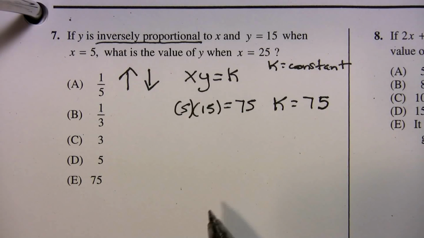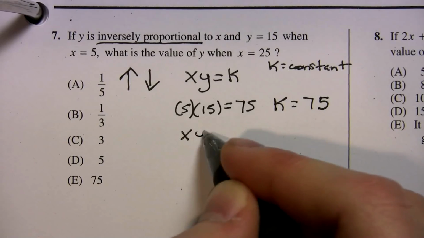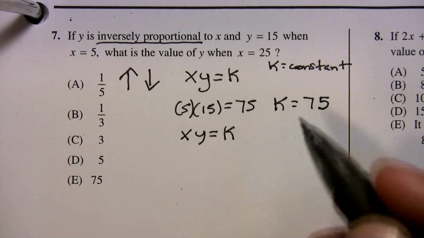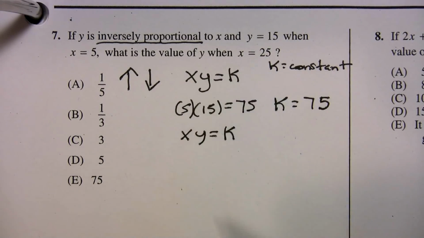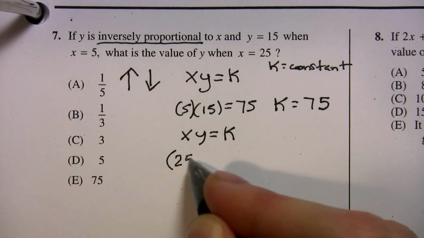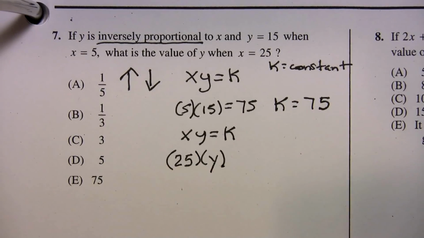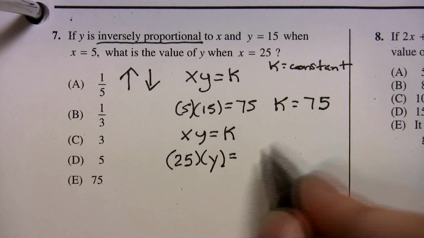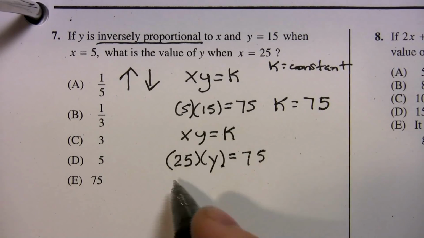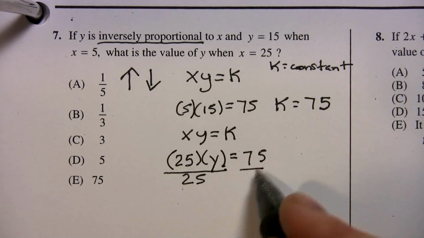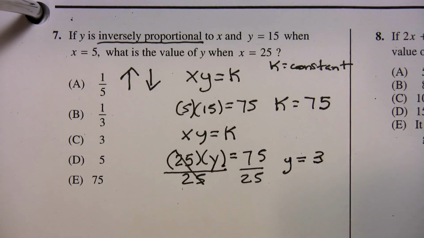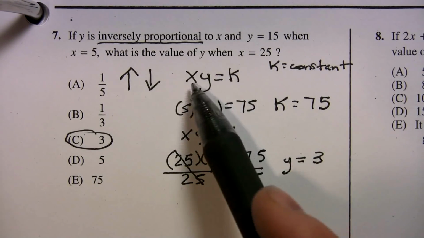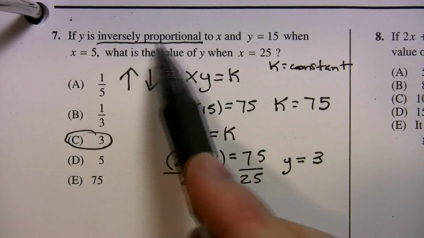So now we're going to use the equation again, now that we have our constant, and plug in the other values. What is the value of y when x is 25? Well, x is 25. We're trying to figure out what y is. And now we know from before that our k is 75. Divide both sides, and you should get y is equal to 3. Choice C. Okay, so this is a really handy formula to know when you're dealing with inverse problems.